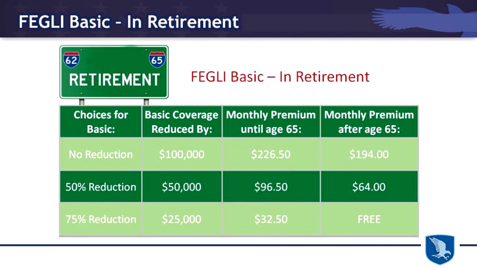If you choose, let's jump right to the best part, if you choose the 75% reduction, the price will stay the same, and in this example, you'll see $32.50. You'll still pay that monthly premium until you turn 65. And then from 65 forward, the insurance will be free. Now, we like that word, don't we? Free. But it comes with a catch.